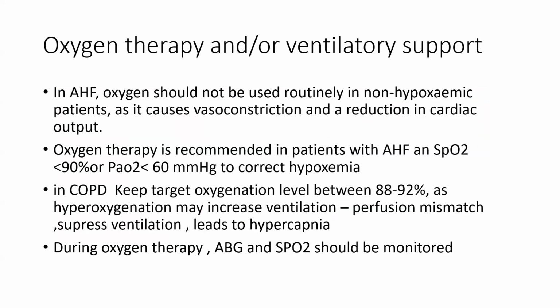So the first line of therapy is oxygen therapy and ventilatory support. In acute heart failure, oxygen should not be used routinely in non-hypoxemic patients as it causes vasoconstriction and reduction in the cardiac output. So oxygen therapy is recommended in patients with acute heart failure and saturation of less than 90%, PO2 of less than 60, to correct hypoxemia.